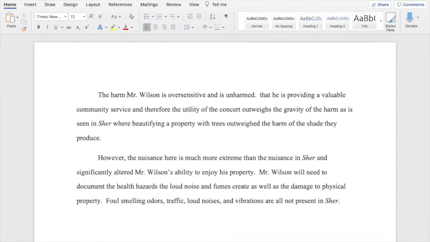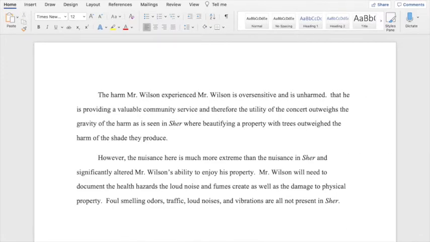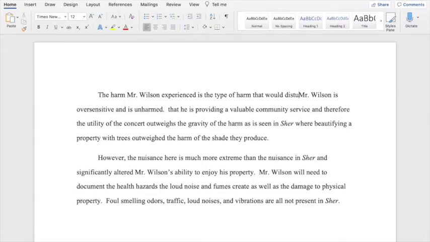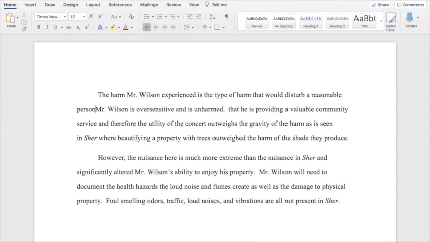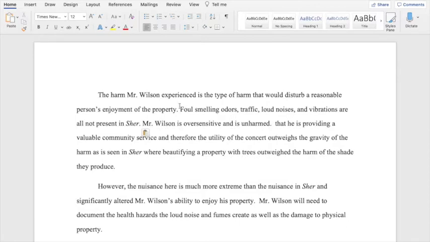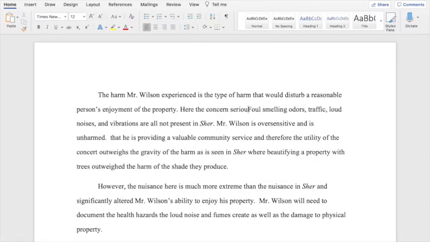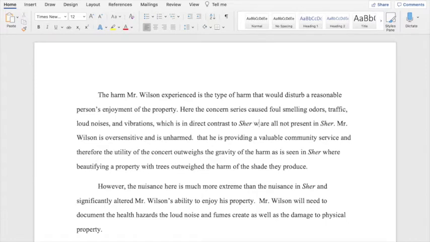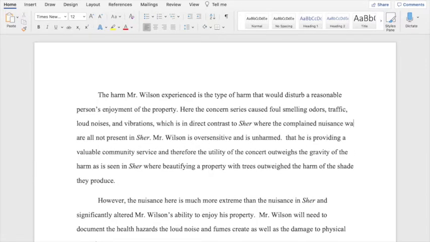So instead, we want to say something along the lines of, the harm Mr. Wilson experienced is the type of harm that would disturb a reasonable person's enjoyment of the property. And we maybe want to move some of these ideas, which are strengths, up. Here, the concert series caused foul-smelling odors, blah, blah, blah, which is in direct contrast to Sure, where the complained nuisance was shade from trees.